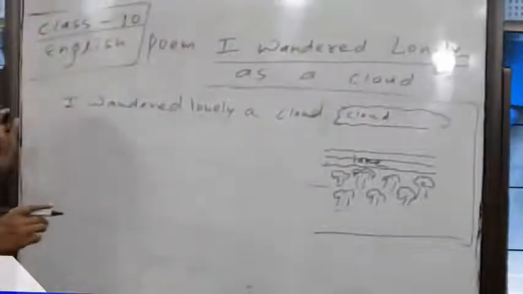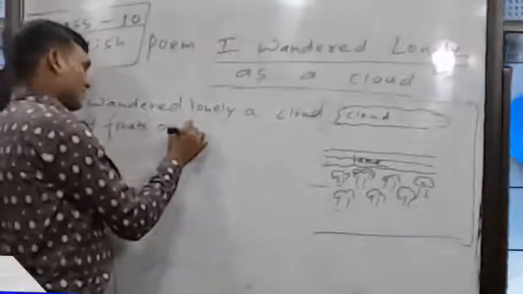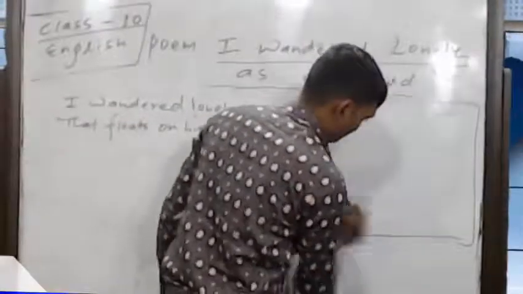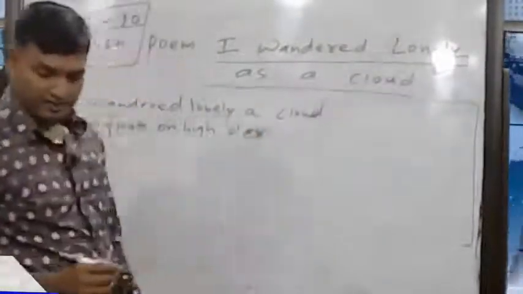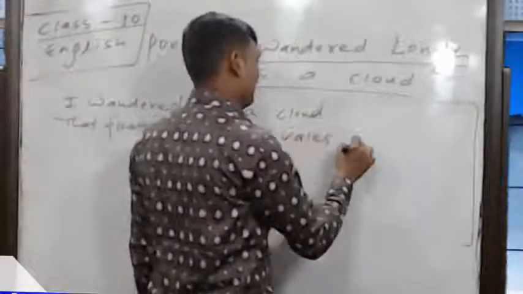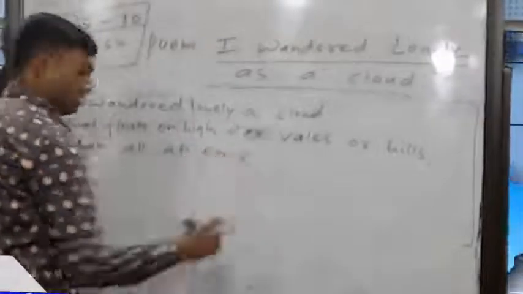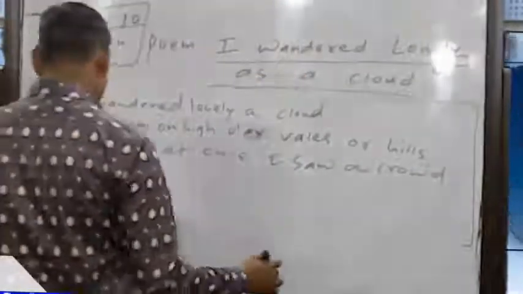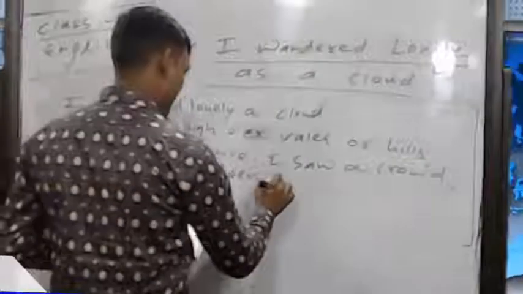First line, then another, that floats high, on high, of a valley, vales or hills, when all at once I saw a crowd, a host of golden daffodils.